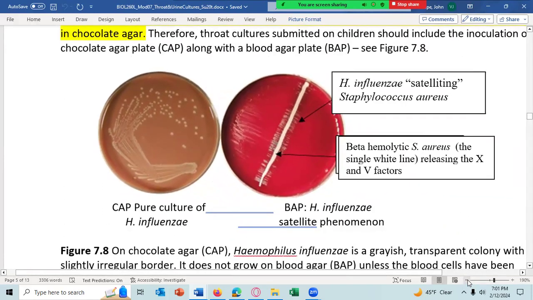The factors released from the blood are the X and the V factors, and Staphylococcus aureus will lyse the blood and then release those factors, allowing the Haemophilus influenzae to grow. However, because the red blood cells are lysed in the chocolate agar, the X and V factors are released, and these two factors are required in the presence of the media in order for Haemophilus influenzae to grow.